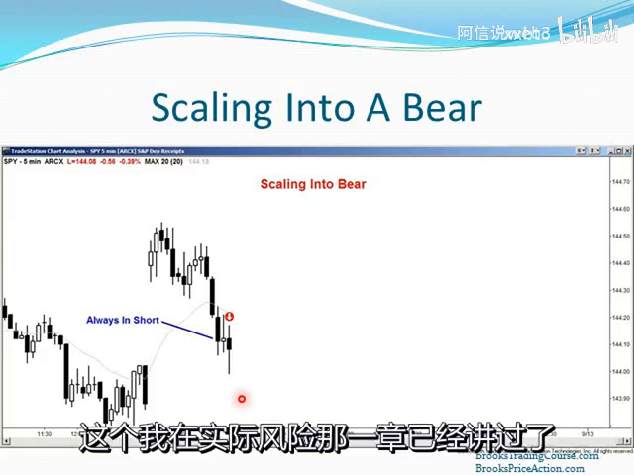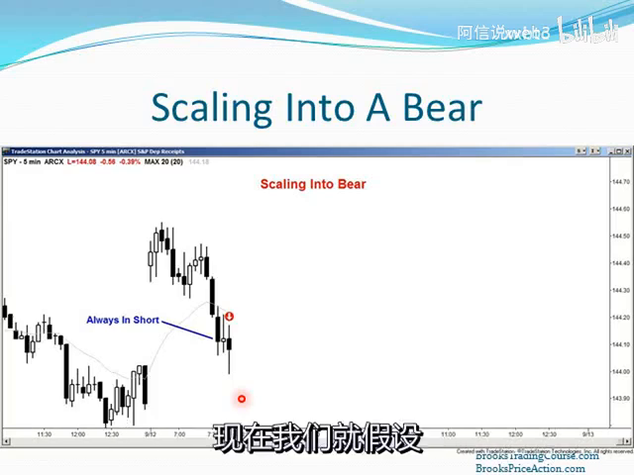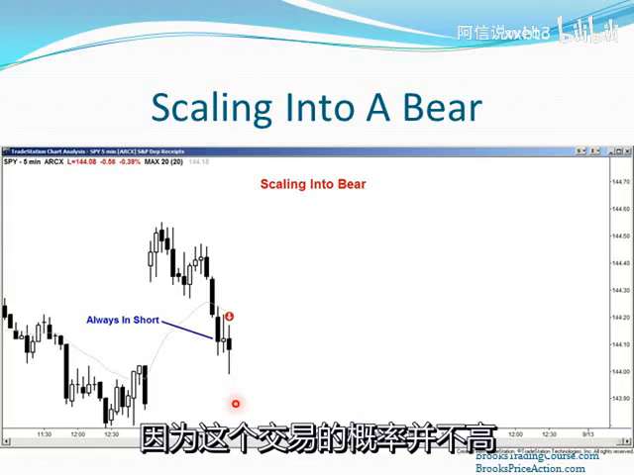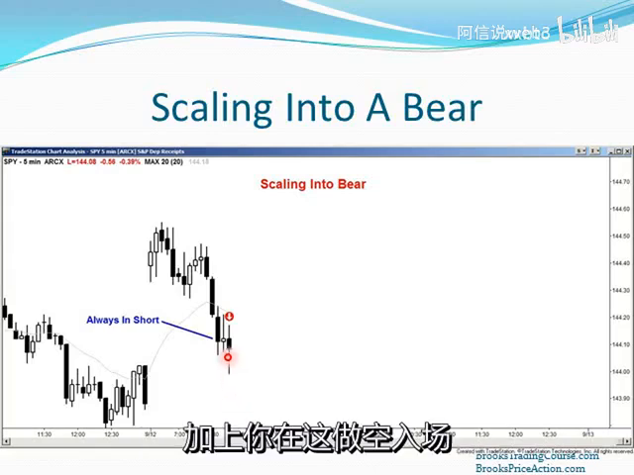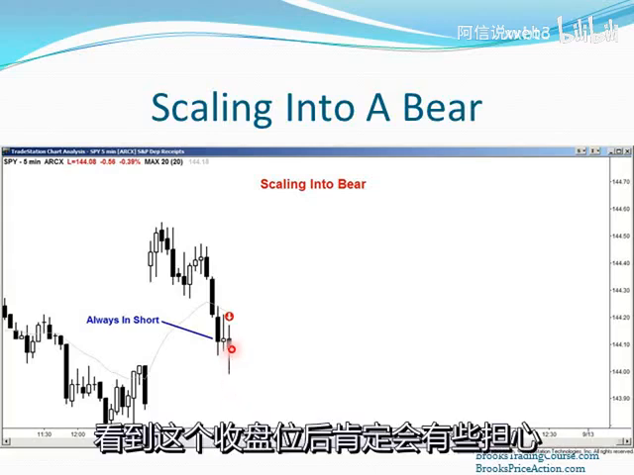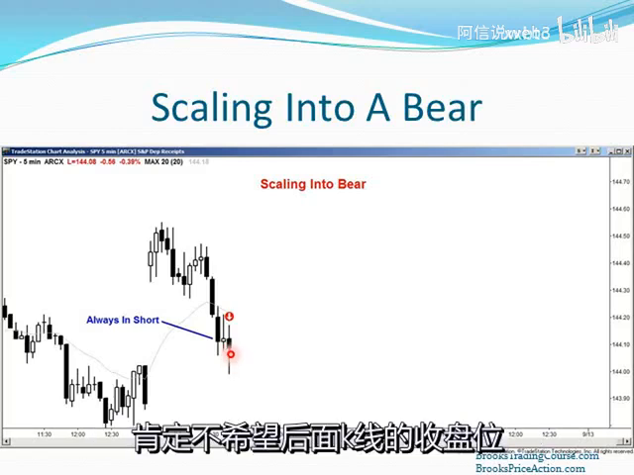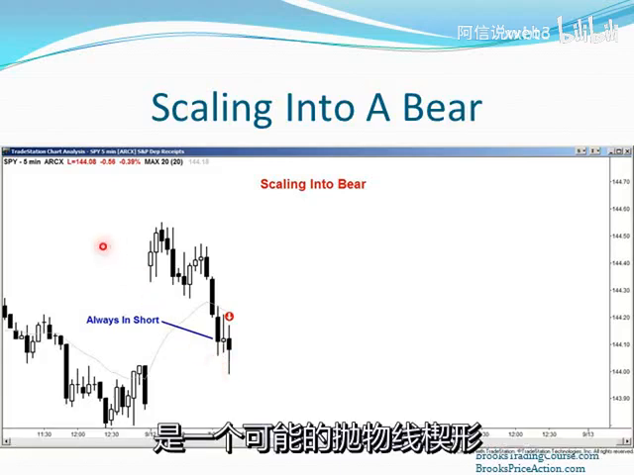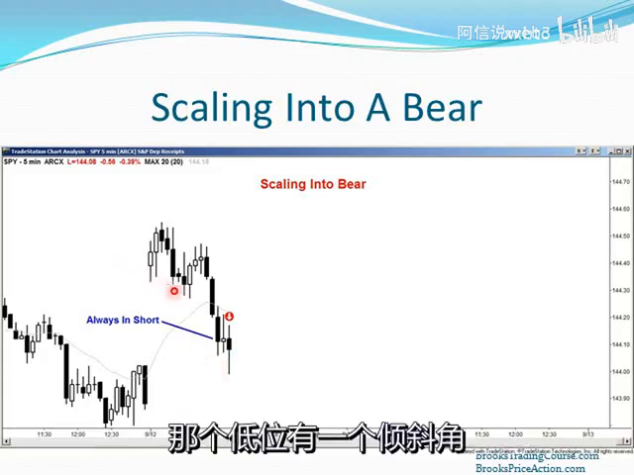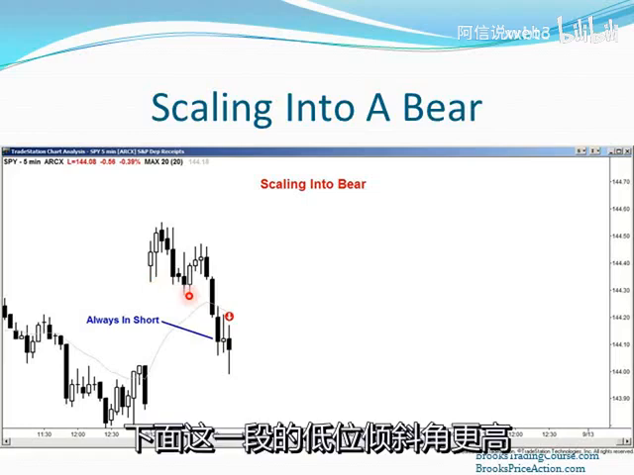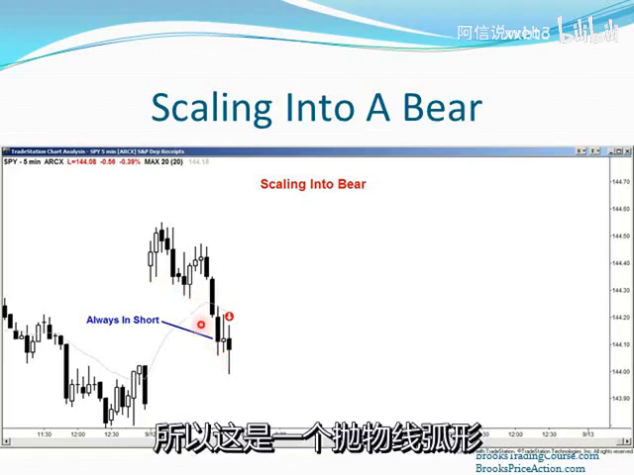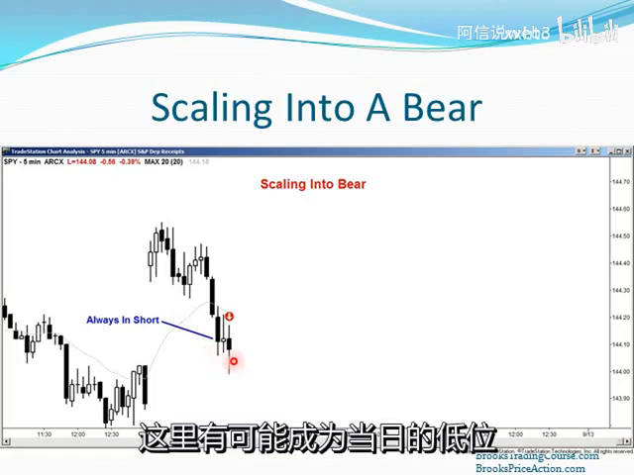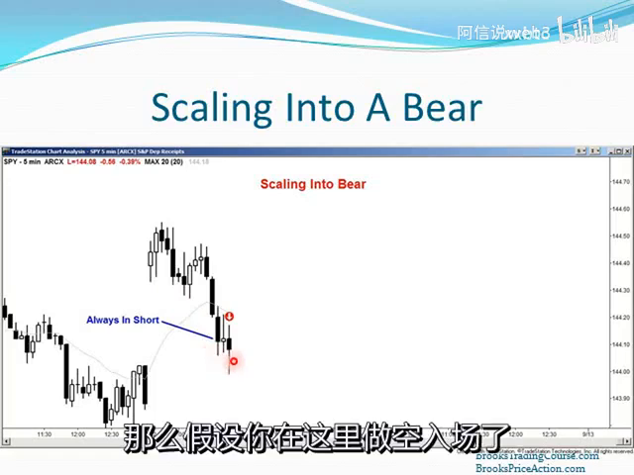I talk about that in another module on actual risk. But for right now, let's assume you're going for a reward twice your risk because it's not a high probability trade. And let's say you take that short. You certainly were not happy by this close, right? You don't want it closing above the bottom of your signal bar with a big tail. Possible parabolic wedge. There's a slope across the bottom here and a steeper slope here, so it's parabolic, and it's 3 pushes down, so it's a wedge. It's possible that this is becoming the low of the day.